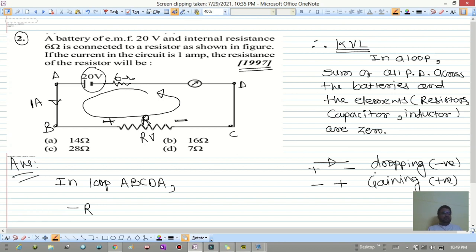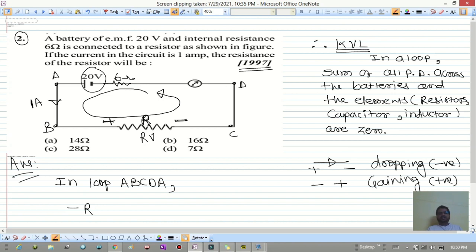So positive to negative is dropping, negative to positive is gaining, that is positive. Yes, this is my sign convention: if I go from positive to negative, it is dropping, and if I go from negative to positive, it is gaining. So I am going from B towards C, positive towards negative, dropping, so minus R.